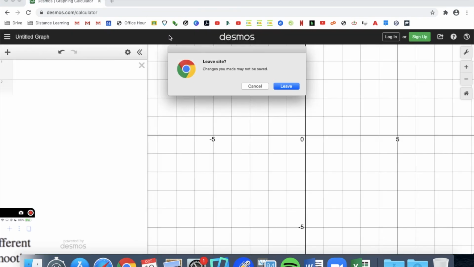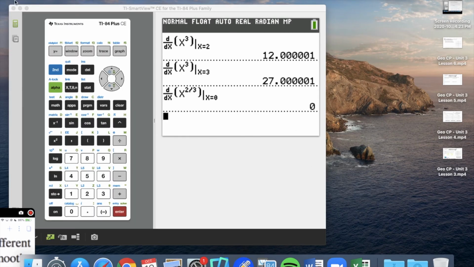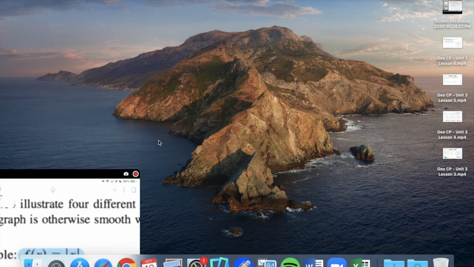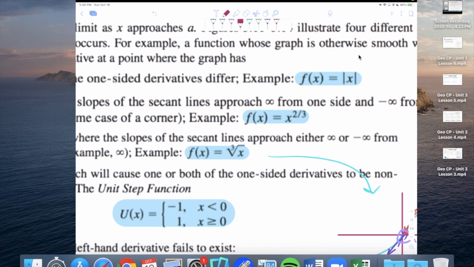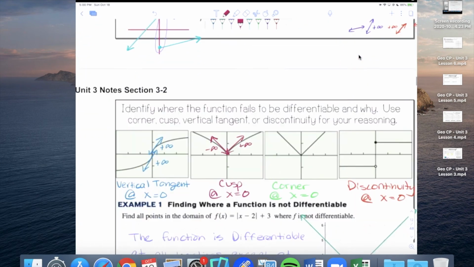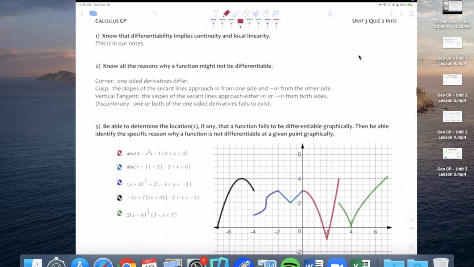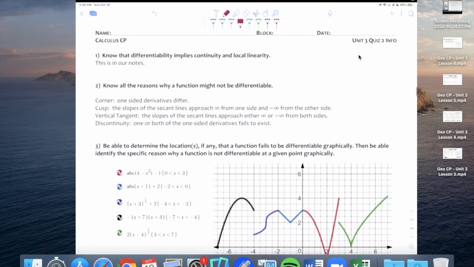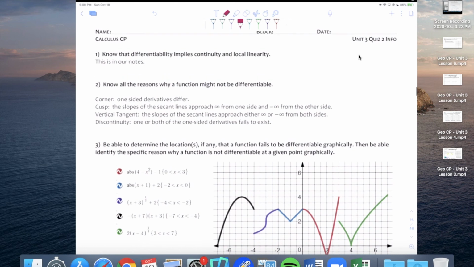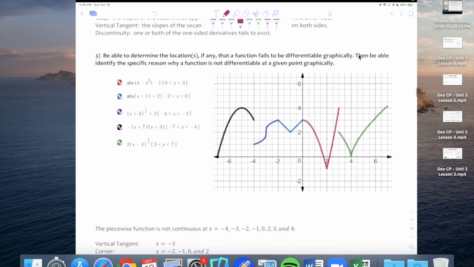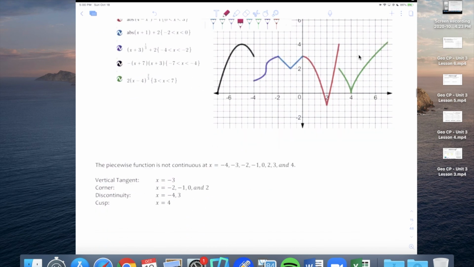That's pretty much it. Let's see where we're at with the notes. I'll just leave it up on the screen for a second. So we did all those, we did those. This is what the quiz will be like. Know these things: corner, cusp, vertical tangent, discontinuity. Know that differentiability implies continuity and local linearity. Know the different types of discontinuities there.